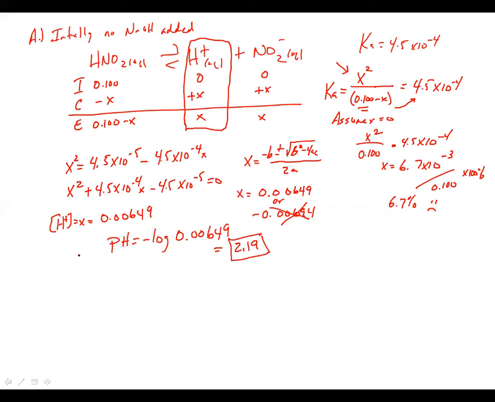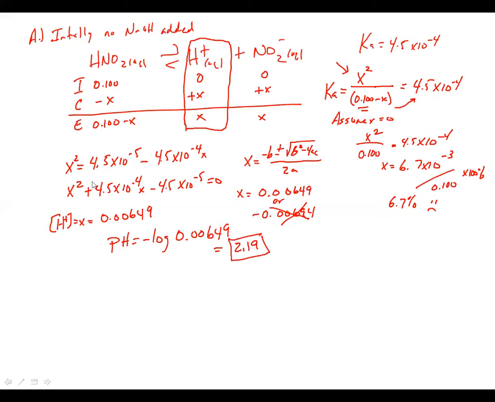Any questions on any of those steps there for part A of the titration? So again, here we have just a weak acid. We haven't added any base to it. So we don't have to worry about moles. We can do everything in molarity. And again, it's just a weak acid problem. Any questions on that part?